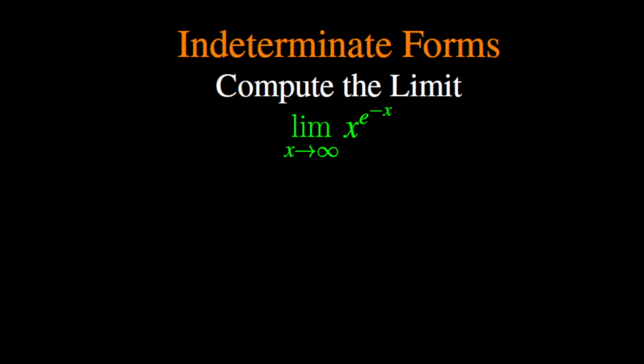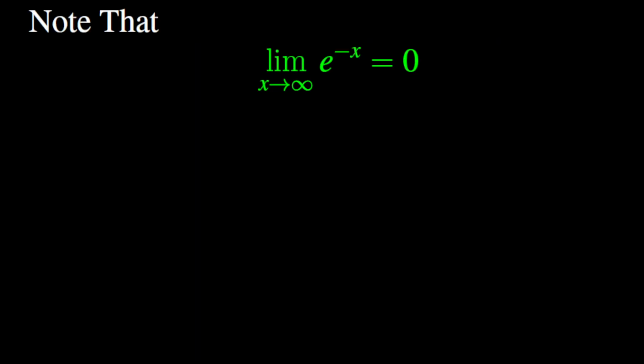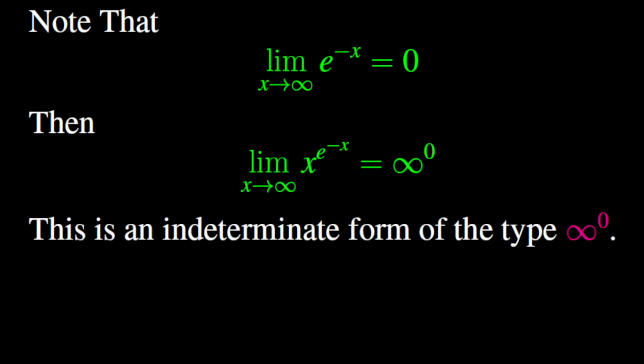Hello. Let us evaluate this interesting limit. The limit as x goes to infinity of x to the power exponential of negative x. We all know that the limit as x goes to infinity of exponential of negative x is 0. So, the initial evaluation of this limit will give infinity to the power 0, which is an indeterminate form. This means that we should use the L'Hospital rule to address this issue.